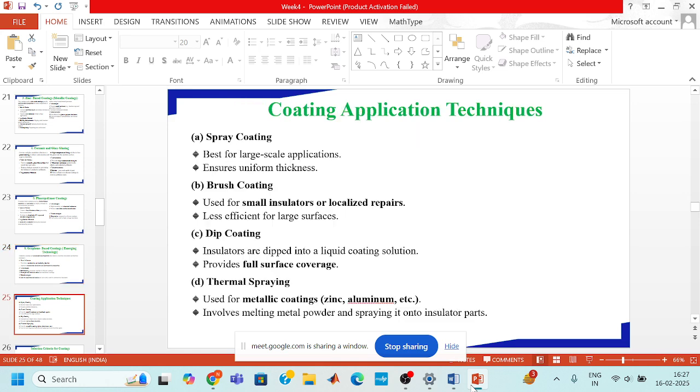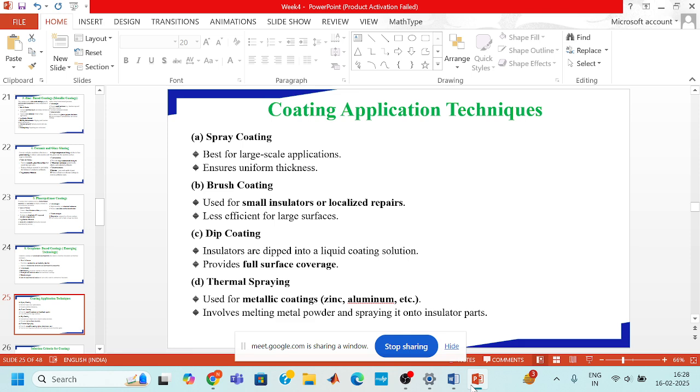Now, there are some coating application techniques, like I have discussed. First, spray coating, which is best for large scale applications and ensures a uniform thickness. Okay, next is brush coating. Brush coating is used for small insulators or localized repairs, and it is very inefficient for large surfaces.